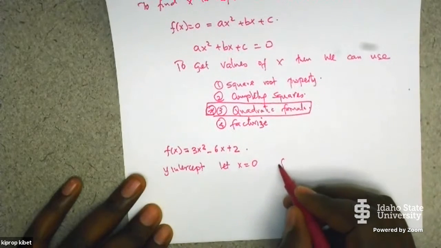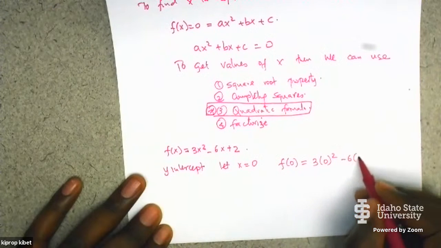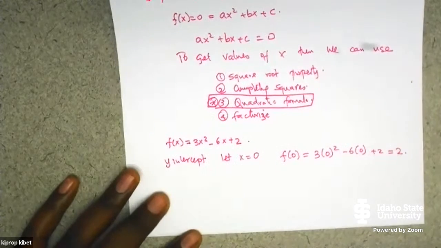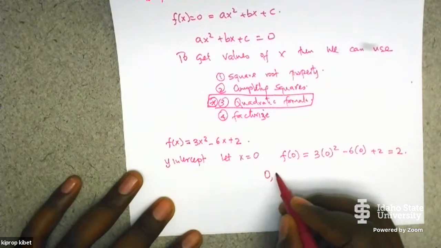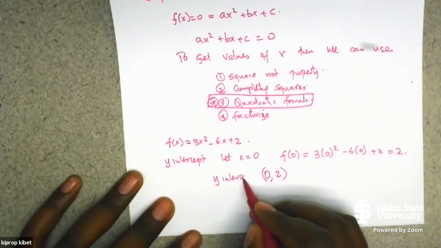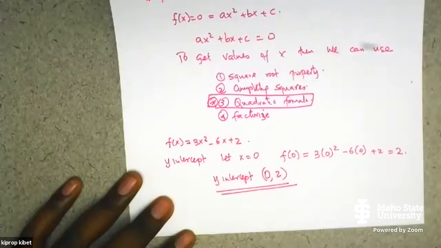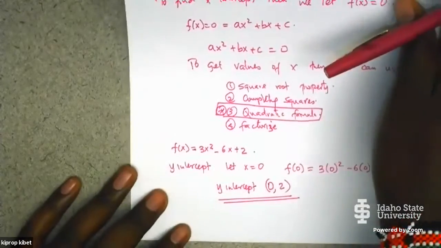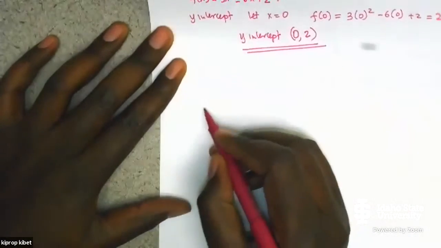So now it will be f of 0 equals 3 times 0 squared minus 6 times 0 plus 2. This one is equal to what? It is equal to 2. Now our coordinate there will be 0 and 2. So this is the y intercept. Now, what is the x intercept?